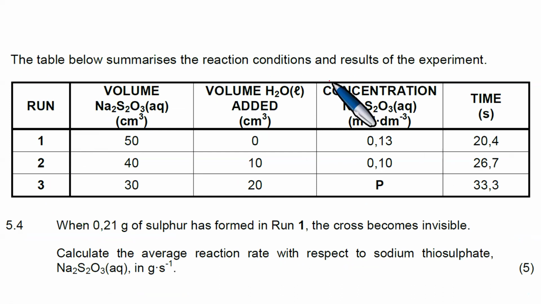The table below summarizes the reaction conditions and results of the experiment. When 0.21 grams of sulfur is formed in run 1, the cross becomes invisible. Calculate the average reaction rate with respect to sodium thiosulfate in grams. Average reaction rate.